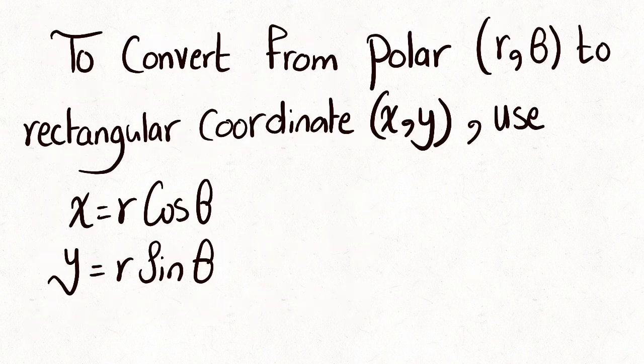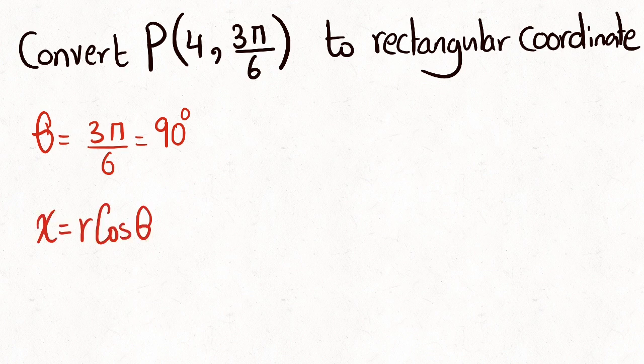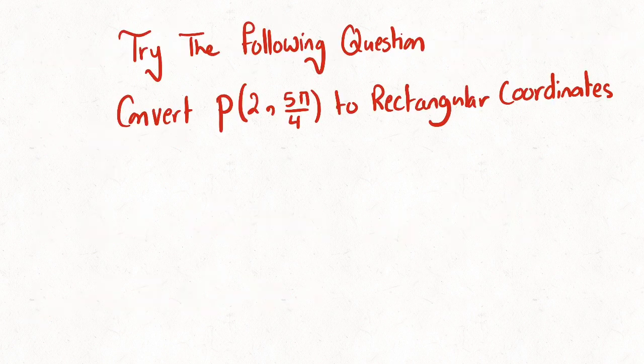Now to convert a polar point (r, theta) to a rectangular coordinate (x, y), you have to use x equals r cosine theta, y equals r sine theta. In this example, r equals 4 and theta equals 3 pi over 6, which is 90 degrees. All you have to say is x equals r cosine theta, thus 4 cosine 90, and y equals r sine theta, which is 4 sine 90, and the point after that will be (0, 4) in rectangular form. Now stop your screen, solve this question, then compare your answer with mine.